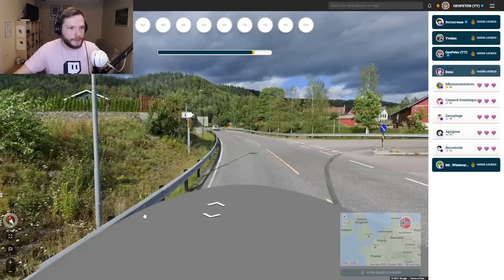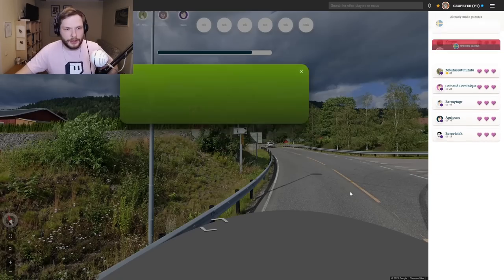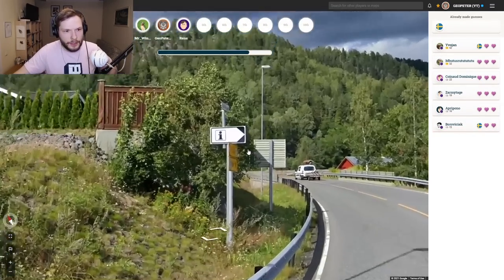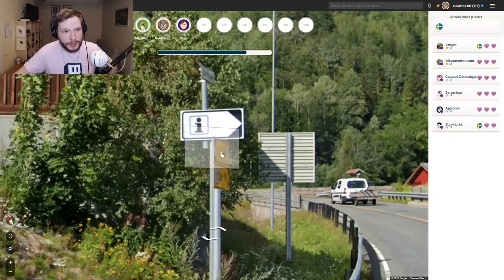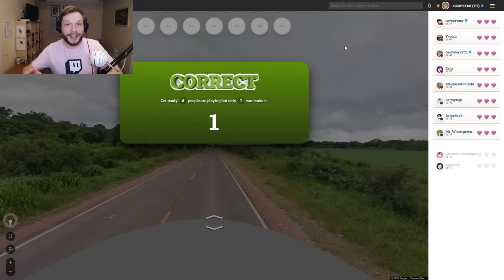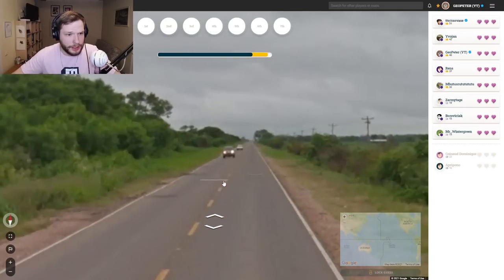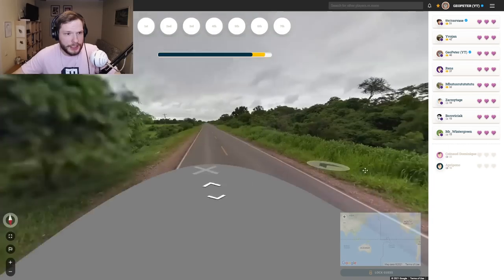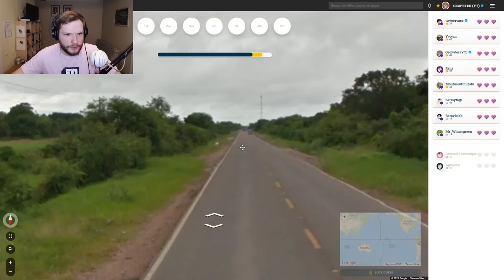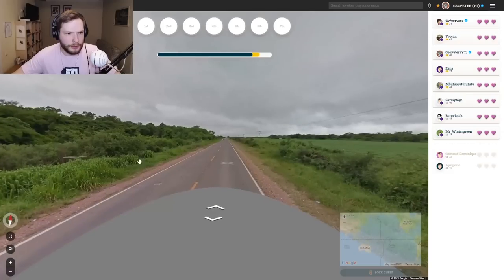Oh, accidentally moved here, but this one should be quite obvious with this yellow line in the middle, these yellow signs as well. Very common in Norway. Okay, next round, let's see. Quite a red soil. Yellow in the middle. I'm guessing this might be Brazil from what I see right now.